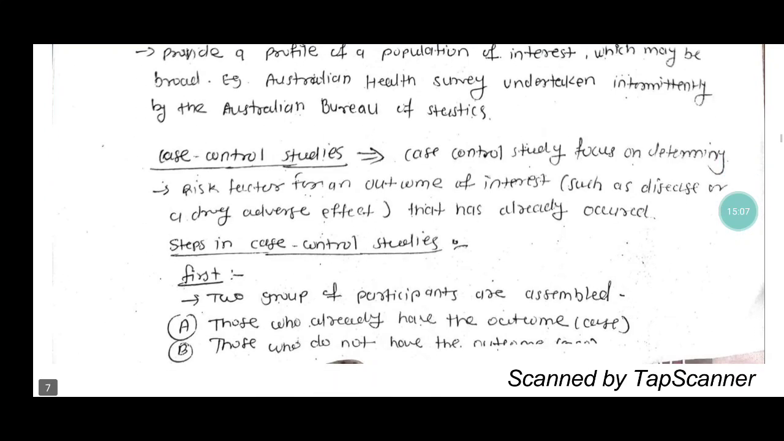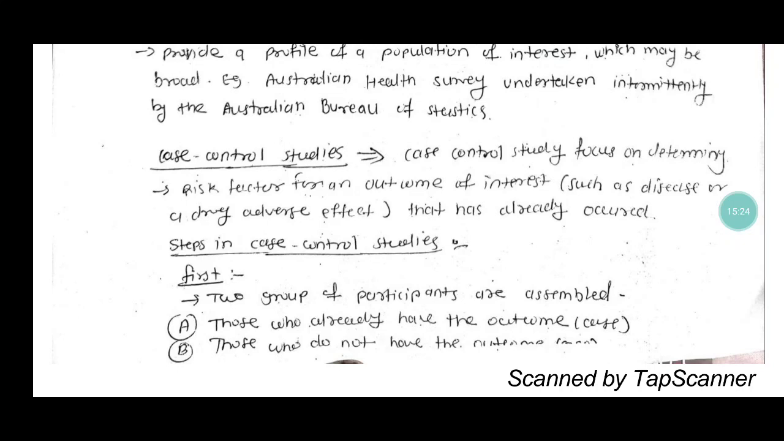Number 4, that is case control studies. The case control study focuses on determining the risk factor for an outcome of interest, such as a disease or a drug adverse effect that has already occurred.